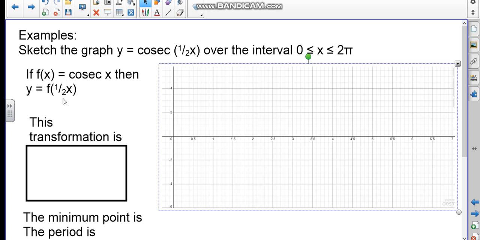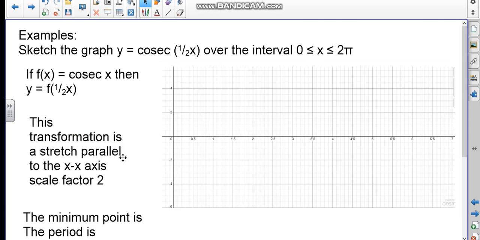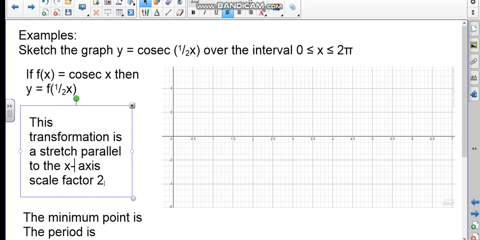So if we look back at our transformation graphs, we can see that if I multiply x by a half, that will give me a stretch in the x direction, or parallel to the x-axis, but the scale factor will be the reciprocal of a half, it will be 2. So the transformation is a stretch parallel to the x-axis, scale factor 2. Okay, so we need to think about what the cosec graph looks like.